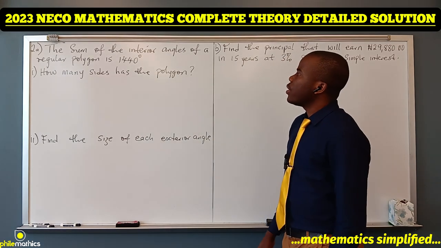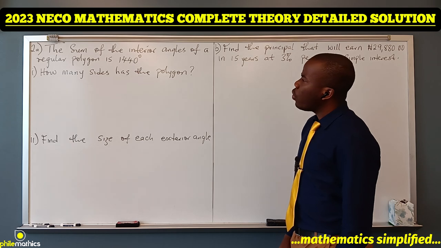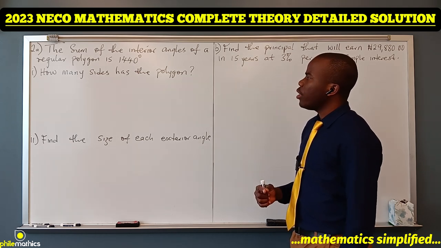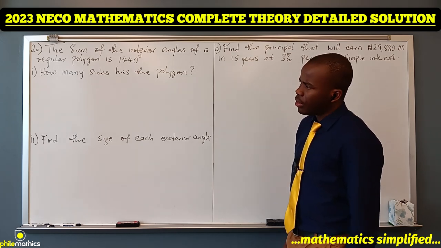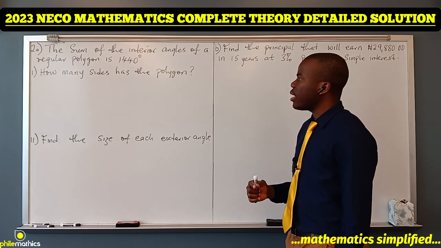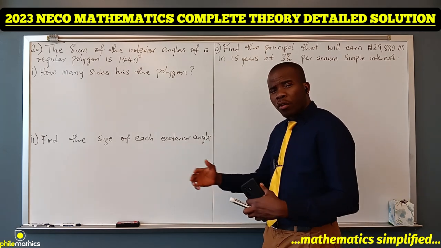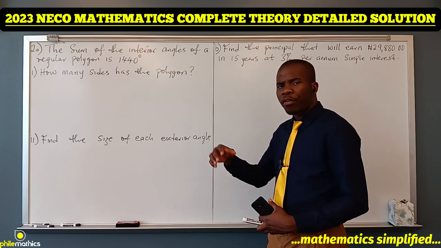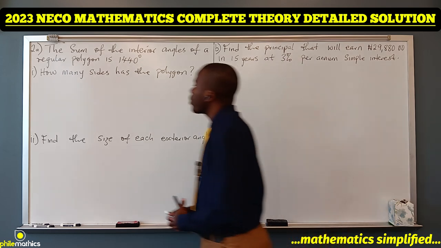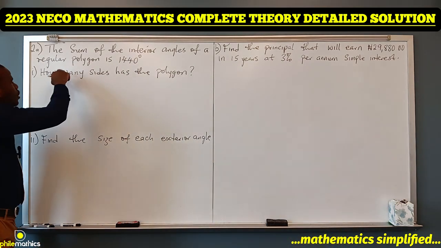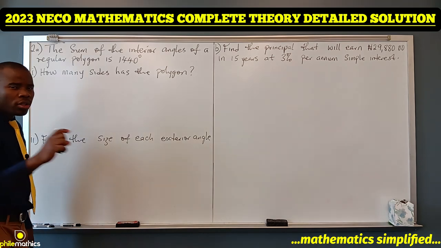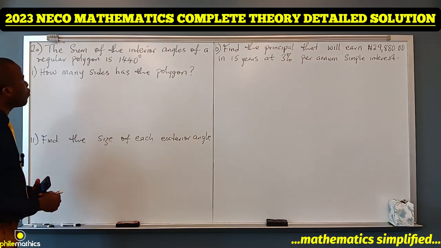Question 2 says, the sum of the interior angles of a regular polygon is 1440 degrees. How many sides has the polygon? For us to solve this, we have to record the formula for the sum of the interior angles of a regular polygon. A regular polygon implies that all the interior angles are equal.